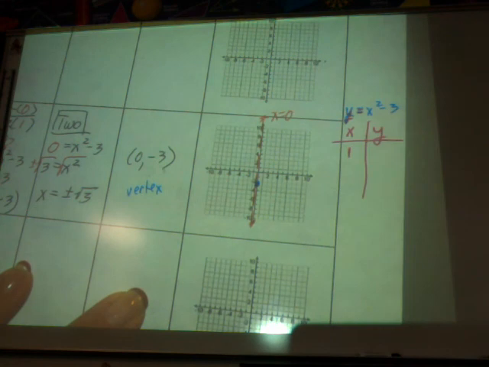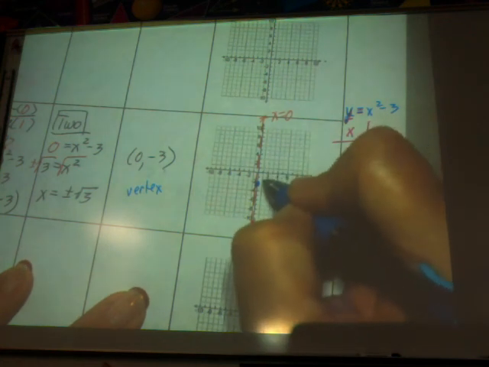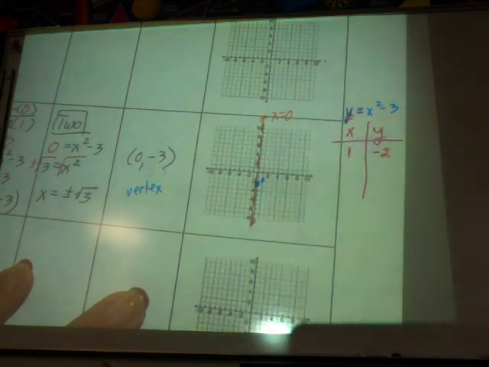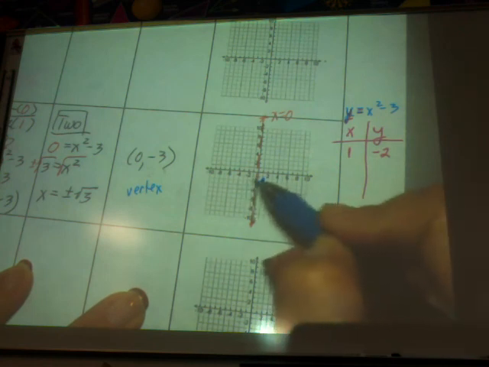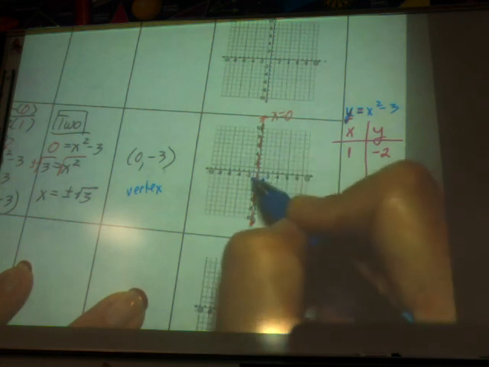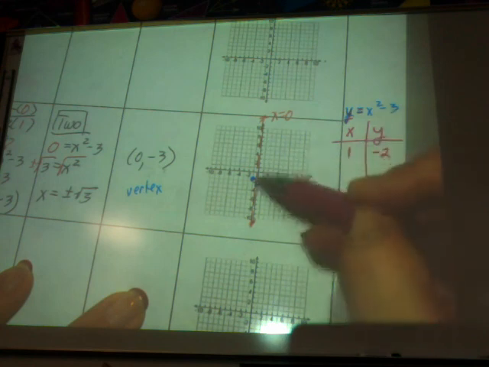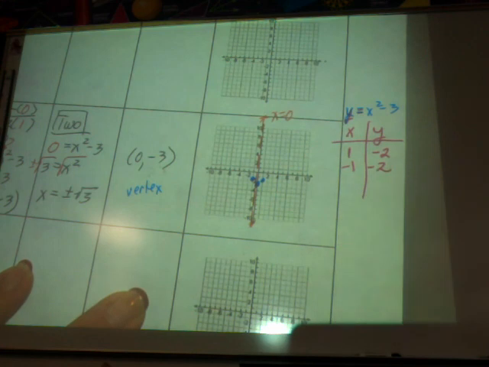So what is 1 squared? 1. What's 1 minus 3? Negative 2. So we get to plot the point, positive 1, negative 2. What would be its symmetrical point on the other side? How far is this from the axis of symmetry? So we're going to go 1 to the left. What ordered pair is that? Negative 1, negative 2, right? So there's 2 out of the 4 additional points that we need.